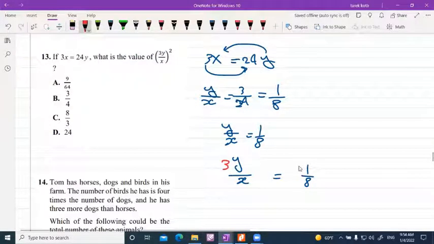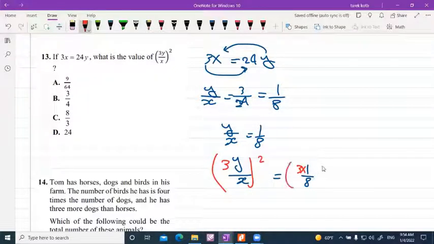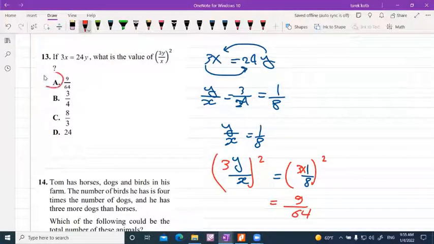So multiply this by 3, and multiply this also by 3, and then square it. So the answer will be 9 over 64. Next problem.